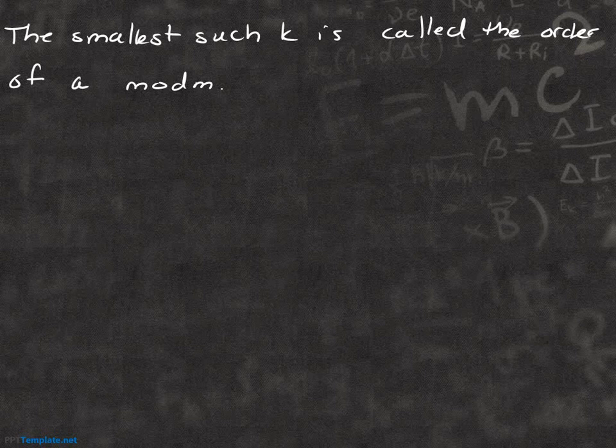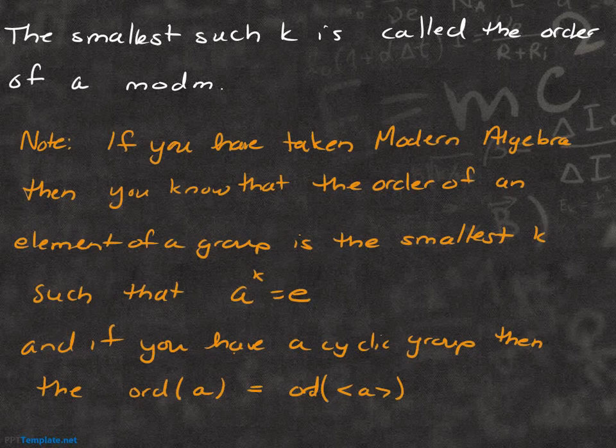And if you've had modern algebra, this is the same thing as order from modern algebra. So if you've taken modern algebra, then you know that the order of an element of a group, and you usually talk about Zn as the groups, it turns out to be the smallest K that takes A back to the identity element. So in this case, the identity element is 1. So it's exactly the same definition as order that you get from modern algebra.